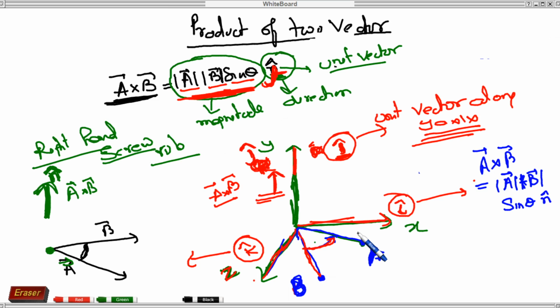In that case, remember this thing, that's a very basic thing you have to remember: this is A dot B. So this is the dot product. It will give a scalar quantity, that is only magnitude, modulus of A, modulus of B, cos theta.